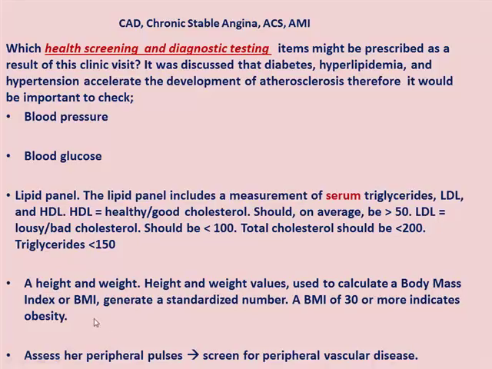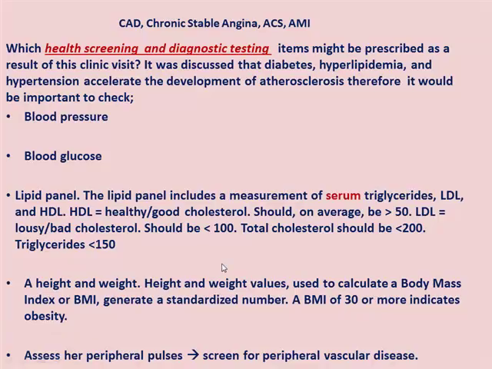And then, of course, we already talked about this patient, specifically her BMI, which uses her height and weight and calculates a body mass index. Anytime it's over 30, that indicates obesity. 25 to 30 is overweight, and then over 30 is obesity.